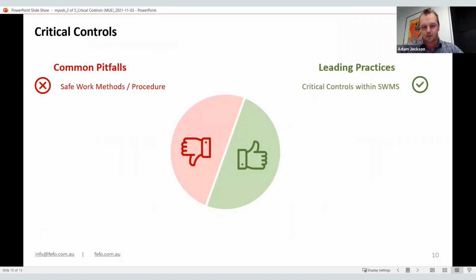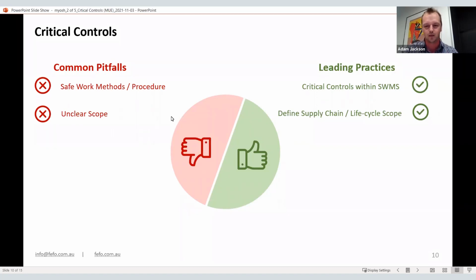And, like Terry and I were just discussing, there's an over-reliance on the process and the safe work methods, as opposed to digging deep and actually making sure the critical controls are incorporated into those processes. So again, making sure that at a certain point in time, when the rubber hits the road, we know exactly what we're supposed to be doing and what we need to have in place.